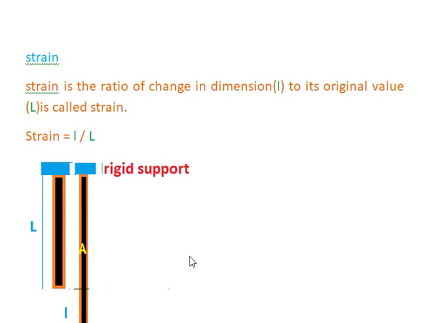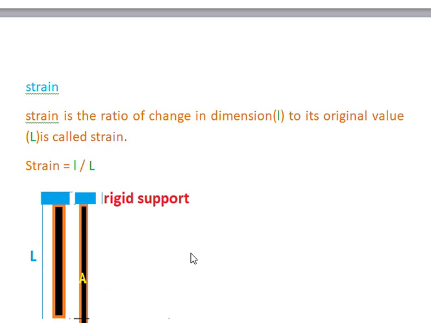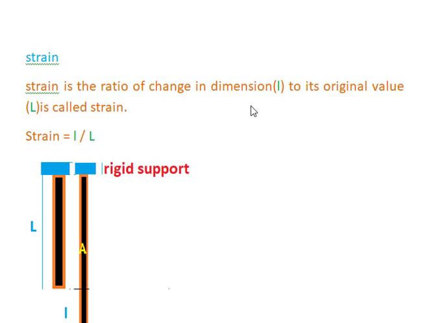Due to this stress, the strain is produced. It is the ratio of change in dimension to the original dimension. This is the original length, this length is changed here, and this is the variation of the length. So the strain is change in length divided by L. So we are going to discuss the relationship between the stress and strain here.